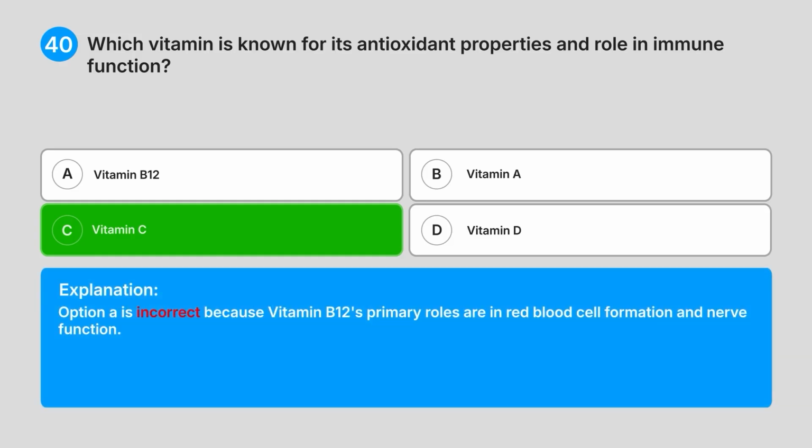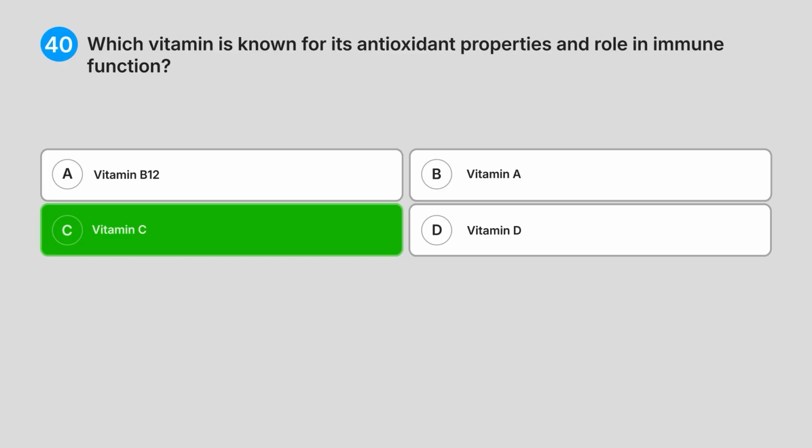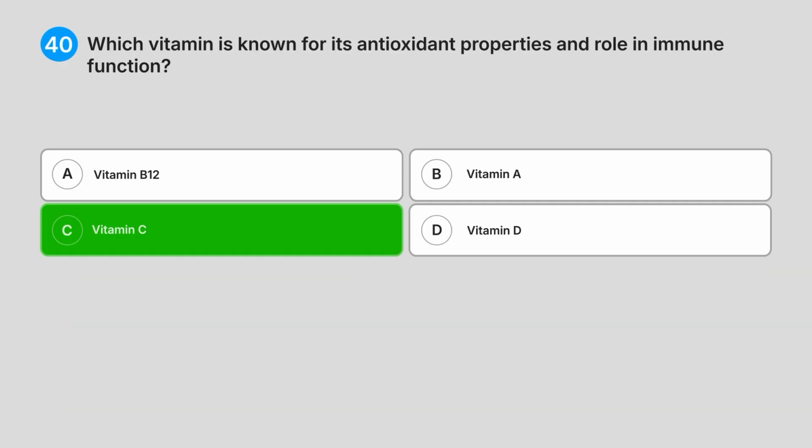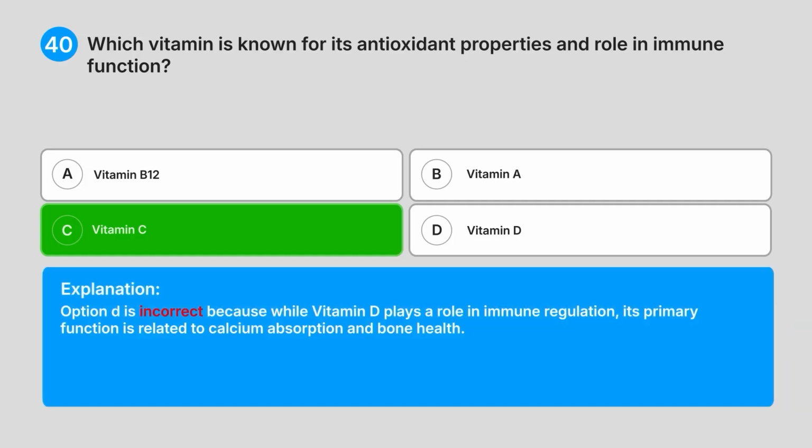Option A is incorrect because vitamin B12's primary roles are in red blood cell formation and nerve function. Option B is incorrect because while vitamin A also supports the immune system, vitamin C is more famously recognised for its potent antioxidant properties. Option D is incorrect because while vitamin D plays a role in immune regulation, its primary function is related to calcium absorption and bone health.